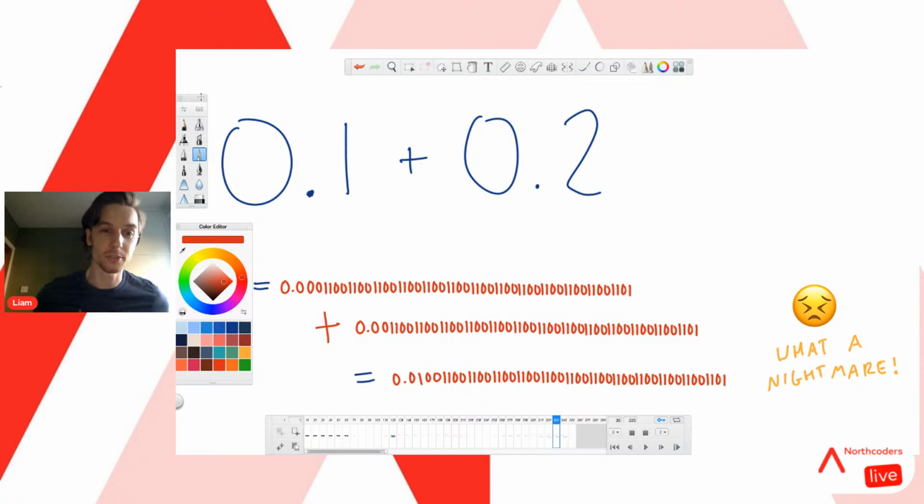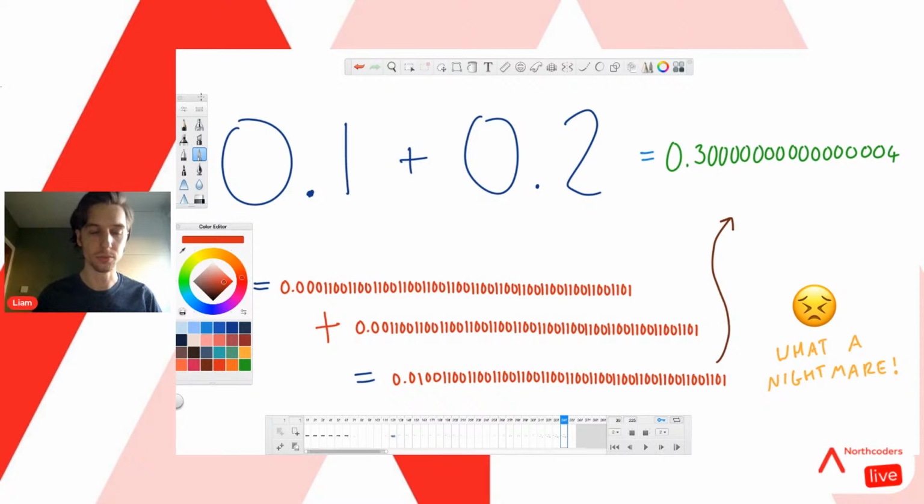This is not something that we humans want to bother with. But this final binary number at the very bottom of my screen, when the computer comes back to us, it knows that a human has input the sum 0.1 plus 0.2, and it wants to give the human an answer that the human can read. So it converts it back into those decimal numbers that we know and love, with ones, twos, threes, fours, fives, etc. And it converts it back to not exactly 0.3, but instead 0.3 with something like 15 zeros followed by a 4. Seems simple, but nothing is ever simple.